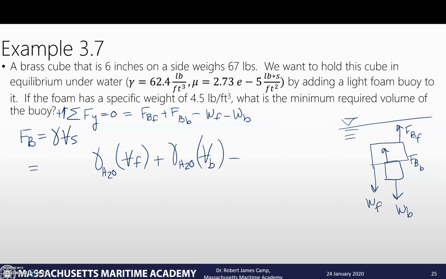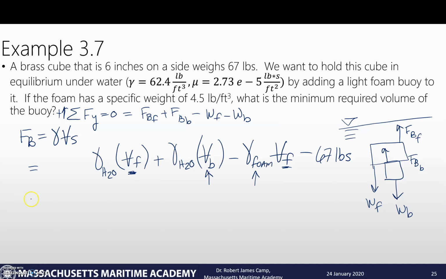minus the weight of the foam. What's the weight of the foam going to be? It's going to be the specific weight of the foam times the volume of the foam. And then we need to subtract also the weight of the brass, and we know the weight of the brass is 67 pounds of force. As I look at this, I know the volume of the brass because it's just 6 cubed. I know the specific weight of the foam.